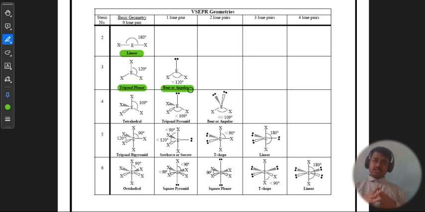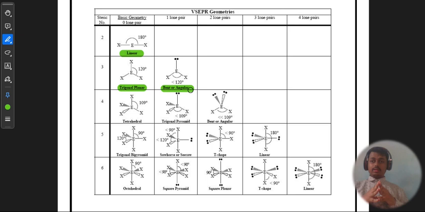So now, the steric number 4 that we discussed earlier about water and methane: if there is no lone pair, zero lone pairs and four bond pairs, then the shape is tetrahedral and the angle is 109 degrees.